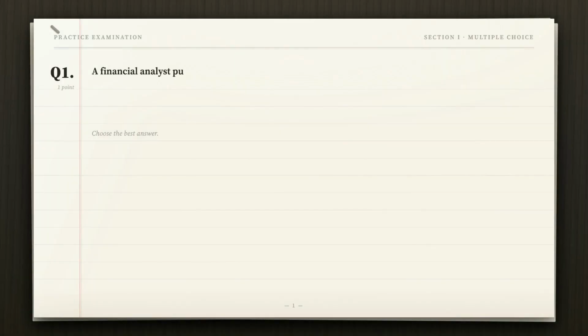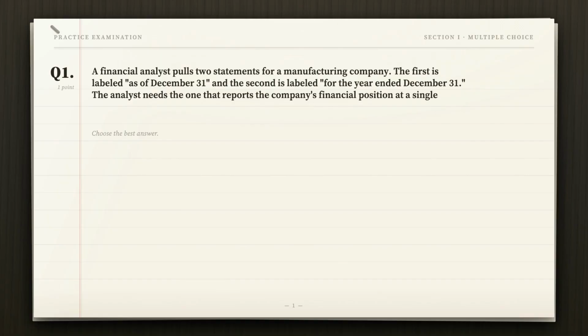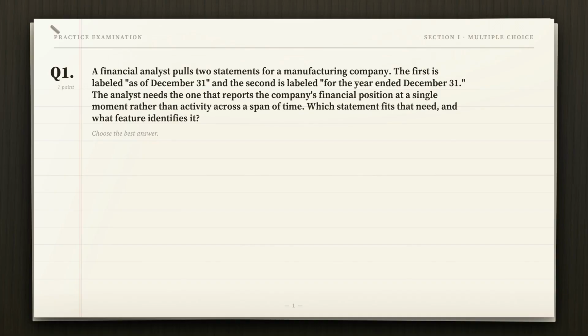Question 1. A financial analyst pulls two statements for a manufacturing company. The first is labeled as of December 31st and the second is labeled for the year ended December 31st. The analyst needs the one that reports the company's financial position at a single moment rather than activity across a span of time. Which statement fits that need and what feature identifies it?